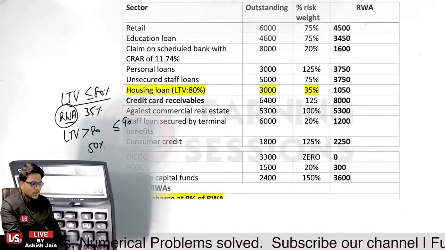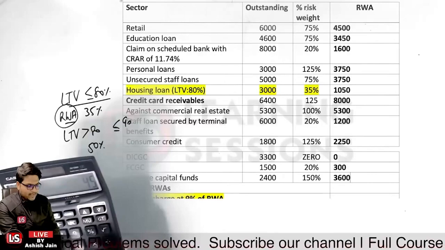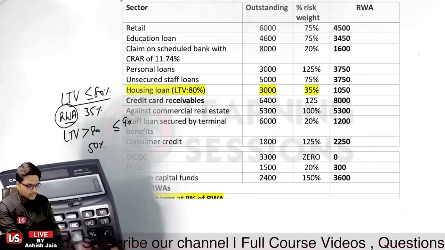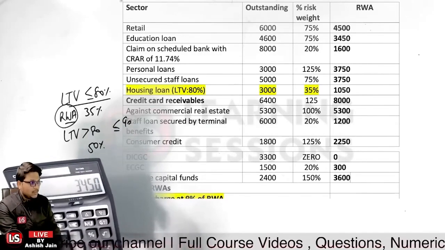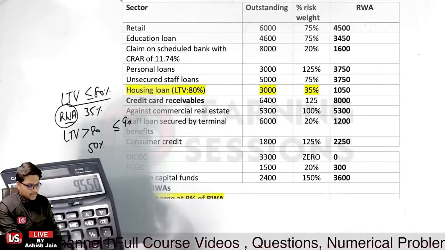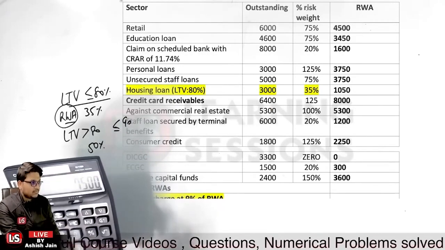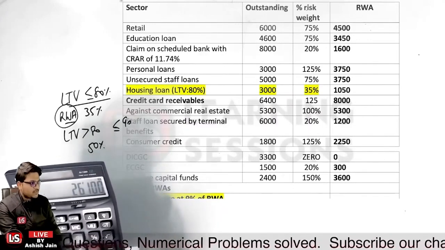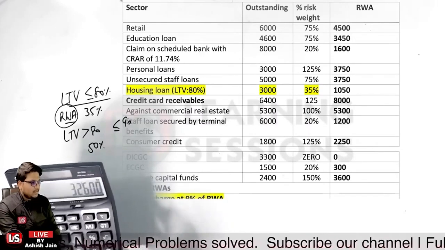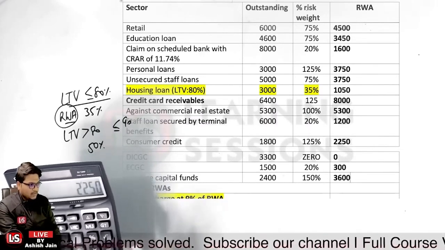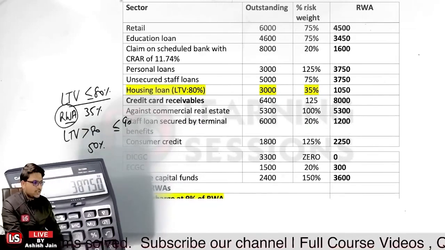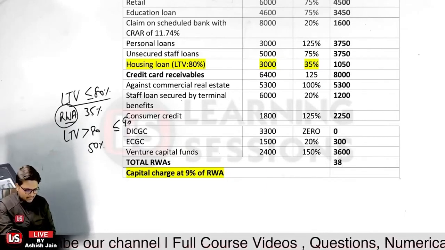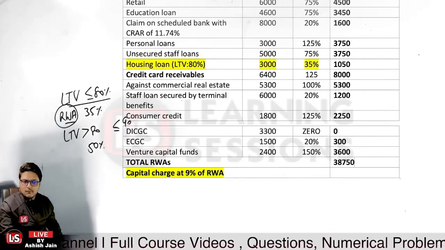Now we need to add them all up. So it is equal to 4,500 plus 3,450 plus 1,600 plus 7,500 plus 1,050 plus 8,000 plus 50, 300 plus 1,200, that is 6,500, plus 2,250 plus 3,900. So that is 38,750. So the total risk weight assets over here are 38,750.